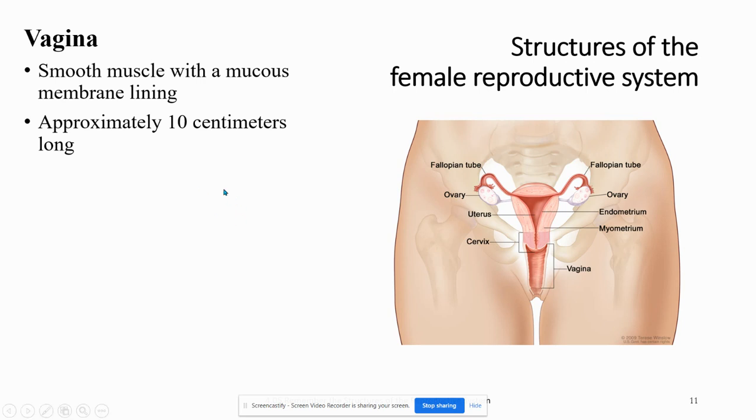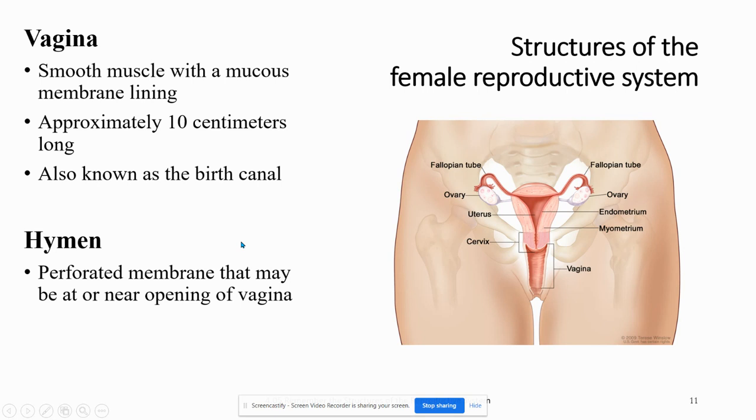10 centimeters, which I think is like what, 4 inches? 2.5, 2.5, 2.5, 2.5. Yeah, 4 inches long. Also called the birth canal. This is what the baby comes out of. So baby grows in the uterus and comes out of the vagina.